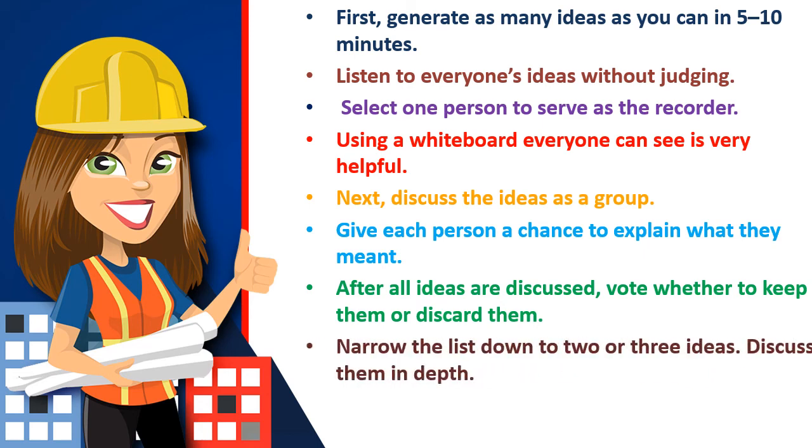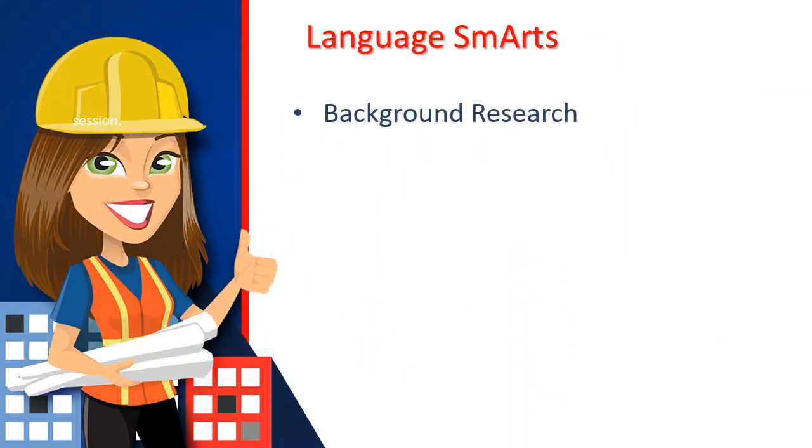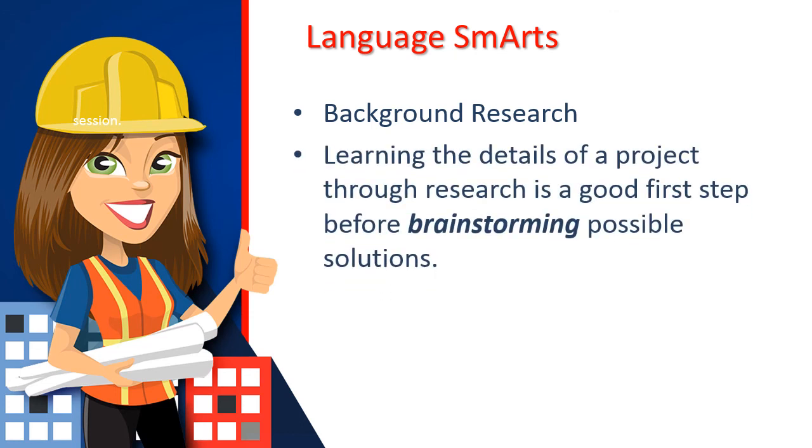The next step, narrow the list to 2 or 3 ideas. You might have about 15 ideas. Make sure that you are left with 2 or 3 ideas. Discuss them in depth. And finally, choose the idea you want to develop. This is brainstorming.